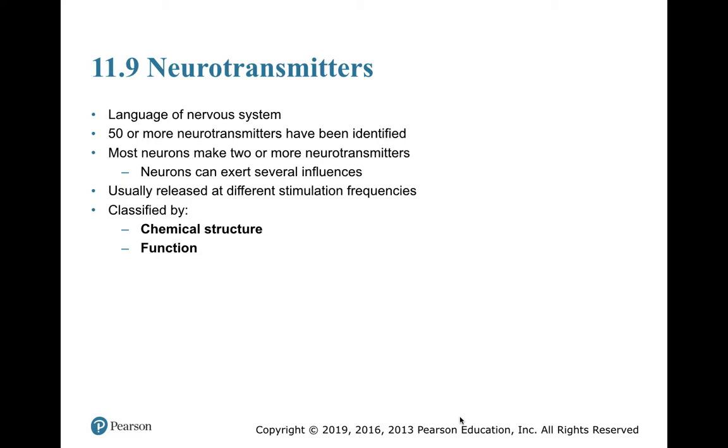There are at least 50 neurotransmitters, and I would suspect that's a low estimate. Most neurons are going to make two or more neurotransmitters, so they can exert several different influences. The choice between which of those transmitters is released is going to depend on things like stimulation frequency. But in general, neurotransmitters are classified either by their chemical structure or by their function, sometimes both.